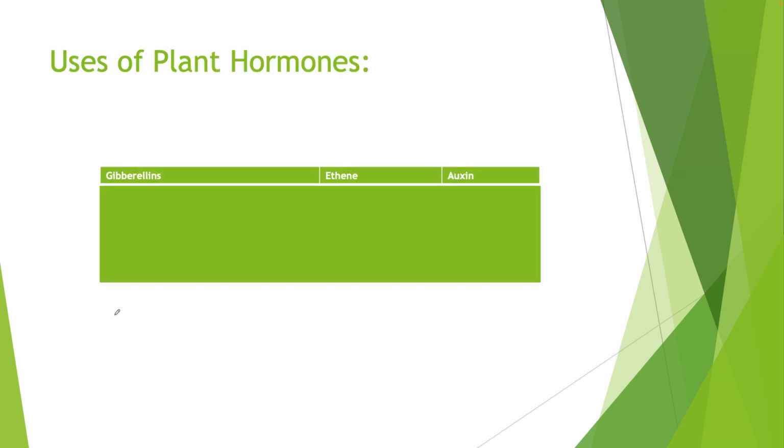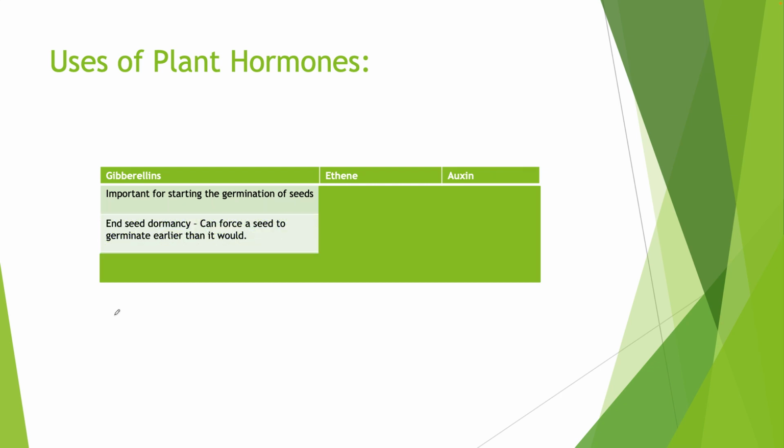Now you also need to know some of the uses of plant hormones. So we have gibberellin, we have ethene, and we have auxin. Now there are 3 key uses of gibberellin. Gibberellins are important for starting the germination of seeds. You can add them so the seeds germinate more quickly. And they also end seed dormancy. They can force a seed to germinate earlier than it would. And you can use gibberellin to encourage plants to flower and make fruit grow larger. Those are the 3 key uses you need to know of gibberellin.